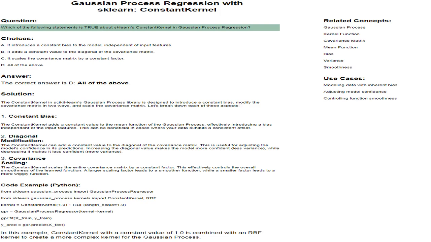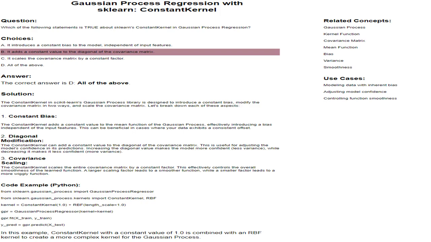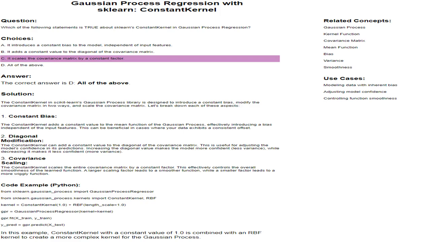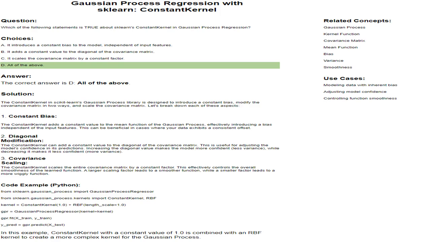Which of the following statements is true about sklearn's constant kernel in Gaussian process regression? A. It introduces a constant bias to the model, independent of input features. B. It adds a constant value to the diagonal of the covariance matrix. C. It scales the covariance matrix by a constant factor. D. All of the above.